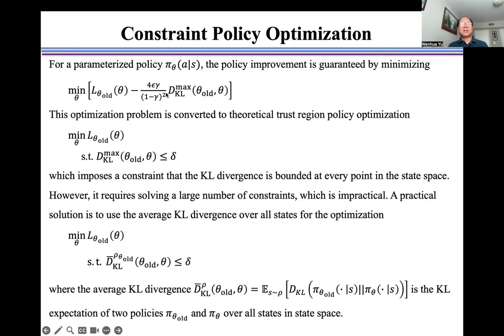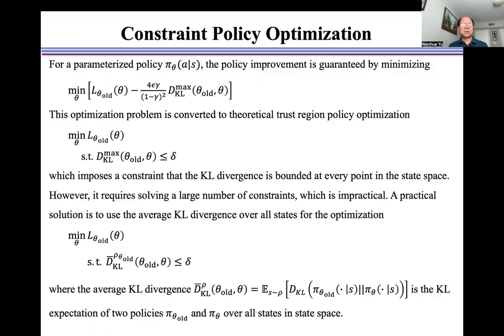For a parameterized policy pi theta, the policy improvement is guaranteed by minimizing this problem. This optimization problem is converted to a theoretical trust region policy optimization as shown here, which imposes a constraint that the KL divergence is bounded at every point in the state space. However, it requires solving a large number of constraints, which is impractical.